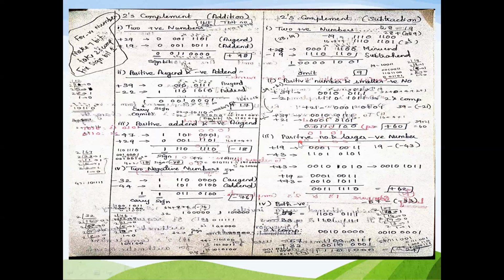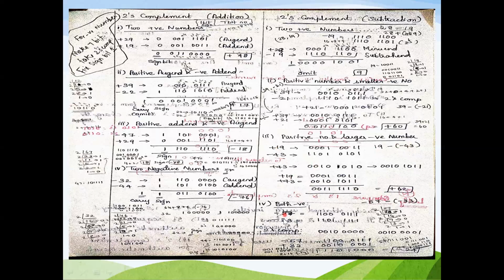The third case is a positive number and a larger negative number. Here I am considering plus 19 minus 43. The two numbers I have considered are 19 and minus 43, and I want to go for subtraction here. So 19 minus of minus 43 is 19 plus 43. Both will have the sign bit as 0. Simply adding them, I get the resultant as plus 62.